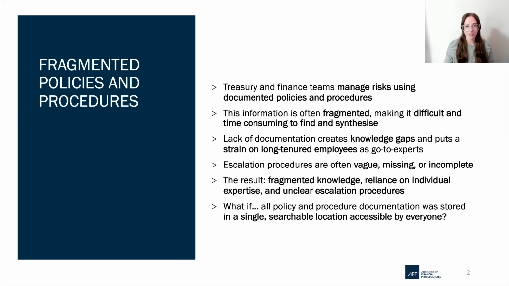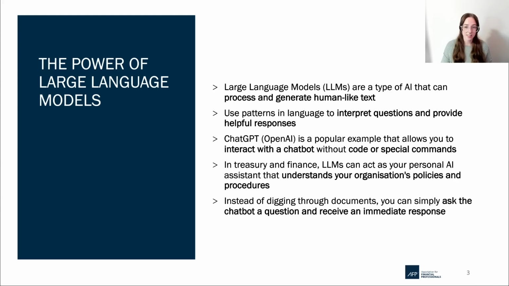Now imagine if all of this information on your organization's policies, procedures, and expert insights was stored in a single place where anyone on your team could get immediate access to the most accurate information available. In treasury and finance, ChatGPT and other large language models can act like an AI-powered assistant that understands your company's policies and procedures. So instead of manually searching through long fragmented documents, you can simply ask ChatGPT a question and it will instantly provide all information to you.